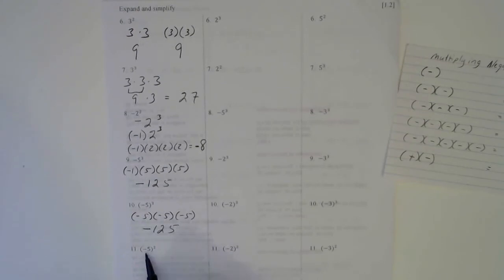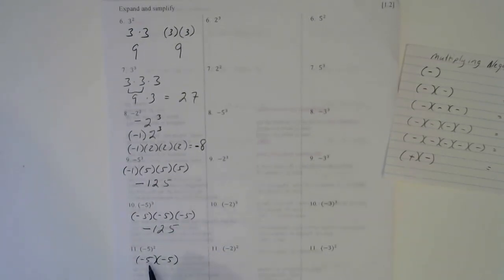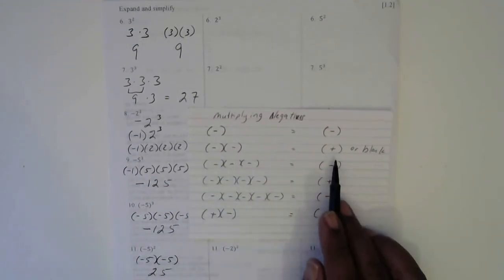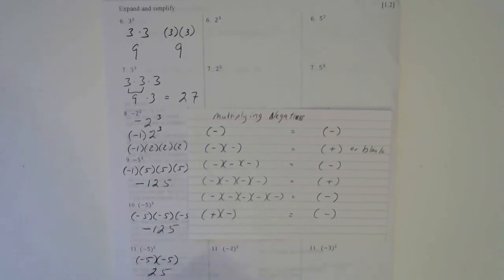Okay. This negative is inside the parentheses, so we don't need a negative 1. So we'll write this as negative 5, and then a second negative 5. This tells us to write it down twice. Okay, so 5 times 5 is 25. And we're multiplying with 2 negatives. The rule for multiplying with 2 negatives is that you have a positive, or you can leave it blank. So we're going to leave this blank, and that'll mean positive 25.